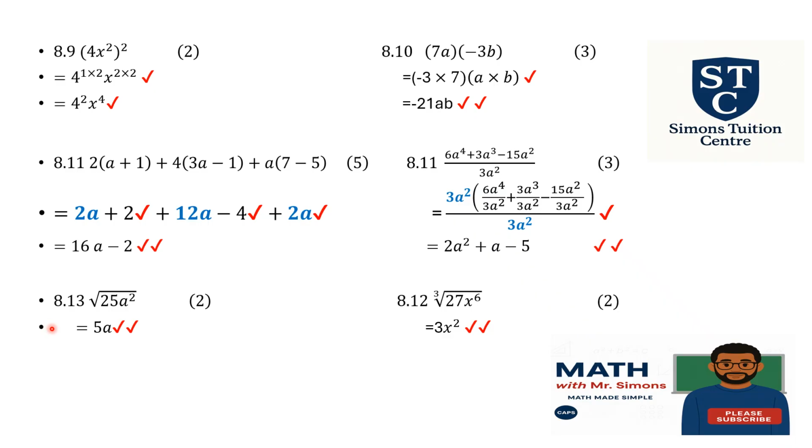8.13, straightforward. Square root of 25 is 5. Square root of a squared is simply a. So 2 divided by 2 gives me a1, 2 marks. Cube root of 27 is 3. And cube root of x6 simply becomes 6 divided by 3, which gives me x squared, and that is 2 marks. Right, so that is how we simplify expressions.